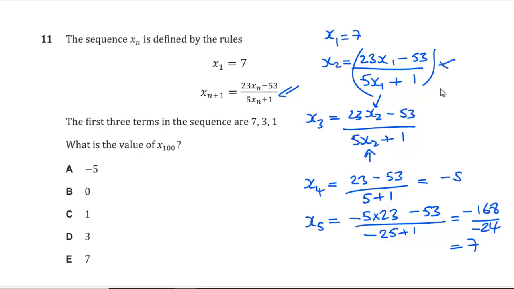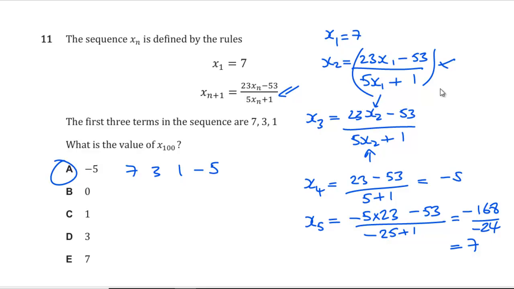Oh, we come back to the start. That's definitely 7, isn't it? 140 and 28, 168. Yeah. Right. So we come back to the start again. So we're going 7, 3, 1, minus 5 over and over again. So if we want to get up to 100, we'll be on a minus 5 because that's the fourth one in the sequence, isn't it? 4 goes into 100, so it must be A. It must be minus 5.